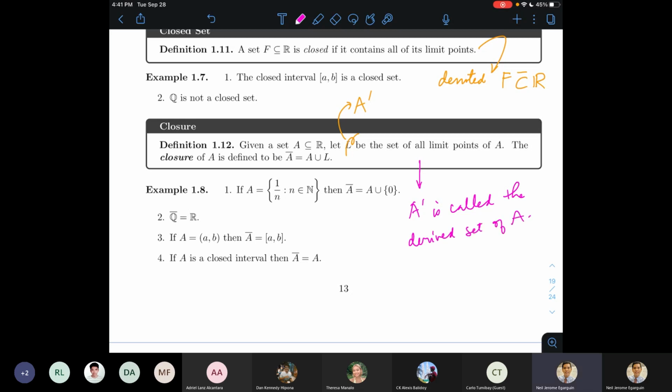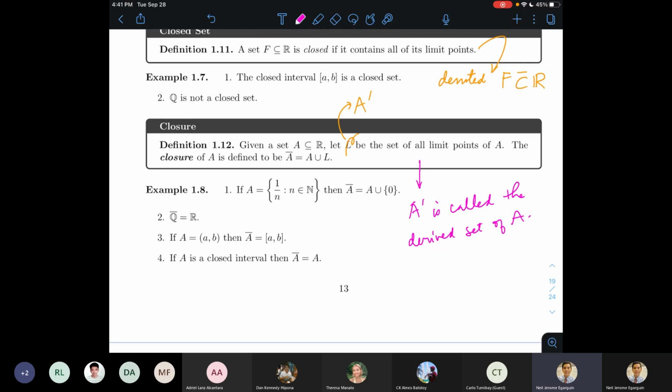Okay. So pagka kinolekta natin lahat ng limit points ni A, what we will get is the derived set of A, denoted by A prime. Kaya ang notation niya ay A prime kasi ang tawag sa kanya ay derived set. So parang derivative, remember derivative, we use primes para ma-denote sila. So kaya yun yung symbol, A prime.